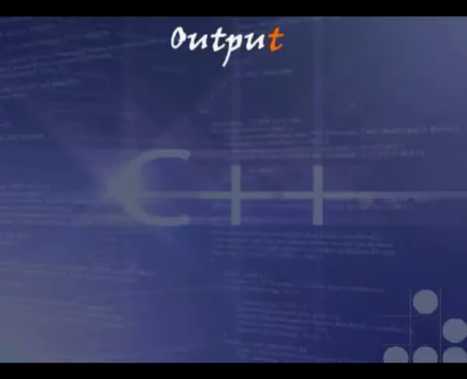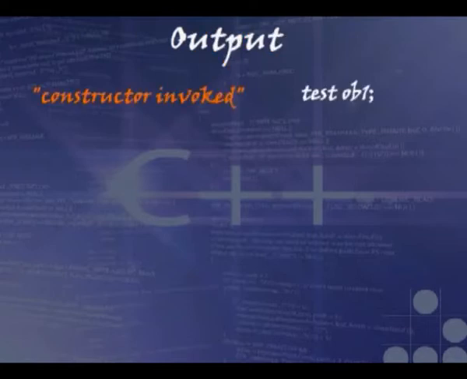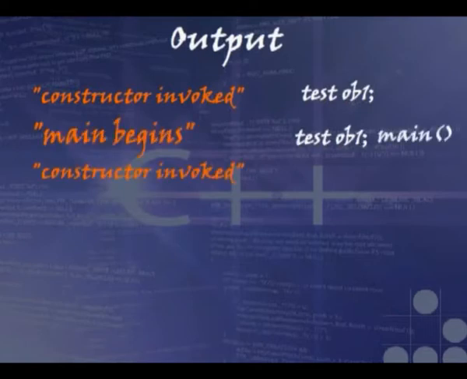Now, how is the output seen for this particular program? The first time, the constructor is invoked for this test OB1. When this test OB1 object is created, it prints "constructor invoked". The next statement is "main begins", after that again "constructor invoked".